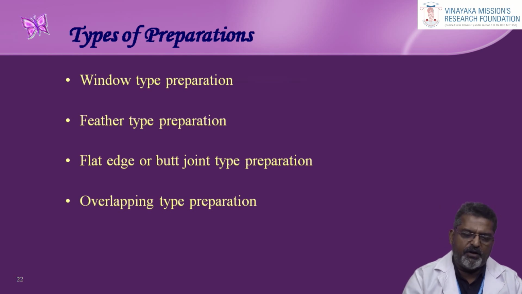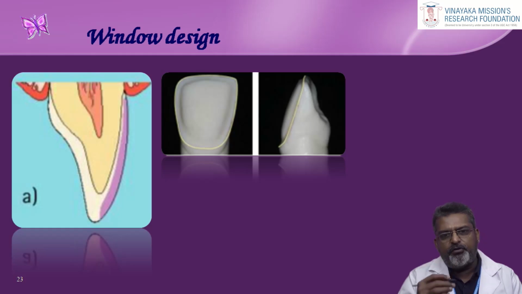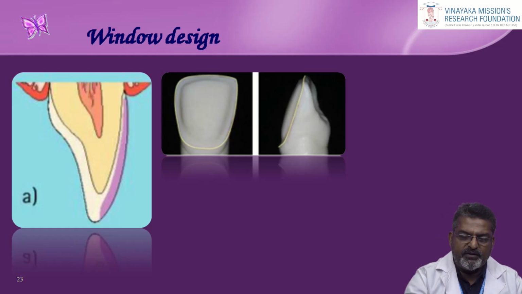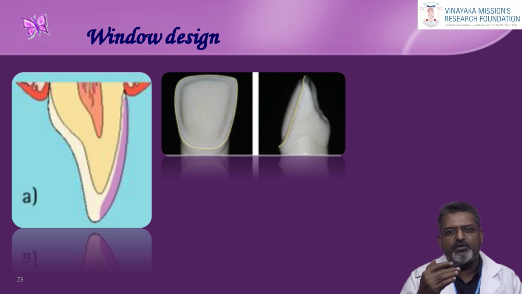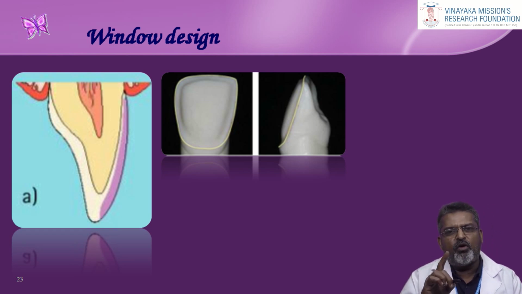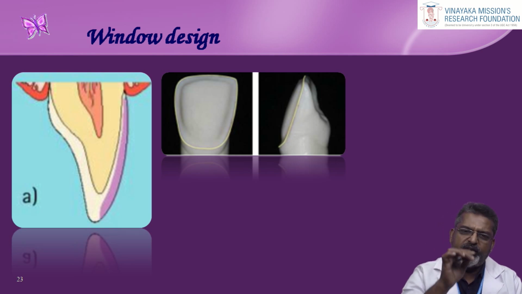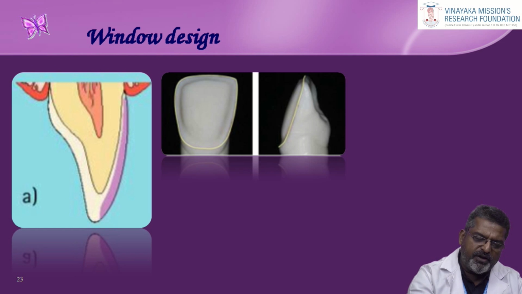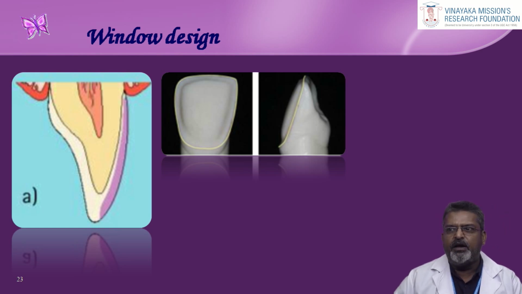Okay, so the window preparation, the main thing about this window preparation is you are going to limit your preparation before the incisal tip. This is going to be the incisal tip. So your preparation is going to be below the incisal tip. You are not going to involve the incisal tip. So you are going to create a window kind of thing on this aspect of your labial aspect. So that's why it is called a window type of preparation. I will be talking about the advantages and disadvantages of all of these when I talk about the preparation.